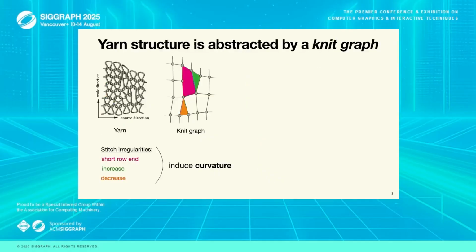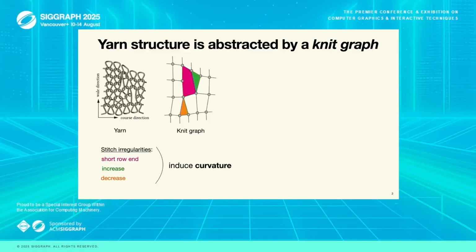If you would zoom in on one of these knit fabrics, you would see that there's a yarn interwoven in a very special way through stitches. And we introduce a bit of terminology here. The yarn has a horizontal course direction and a vertical wale direction. And we can abstract the complexity of this yarn structure away by using a knit graph.